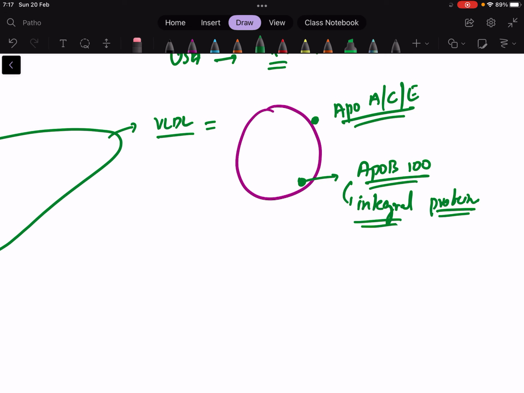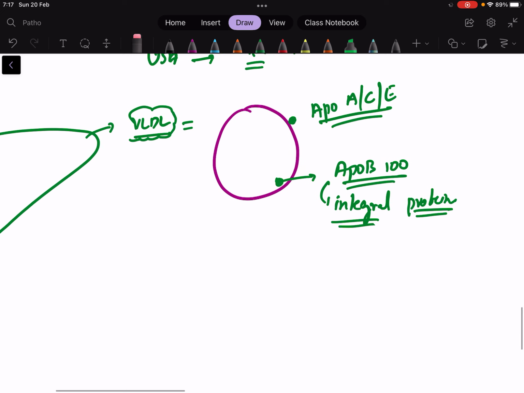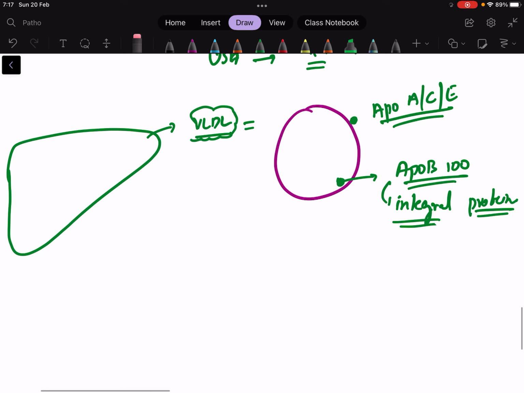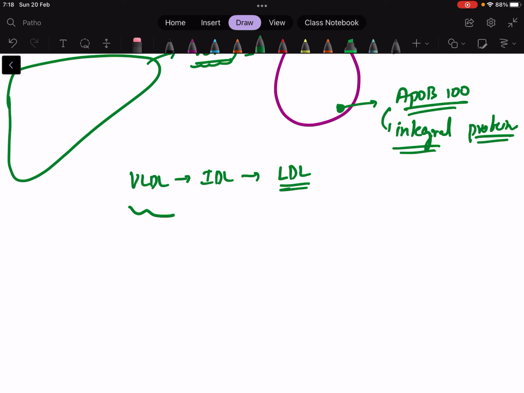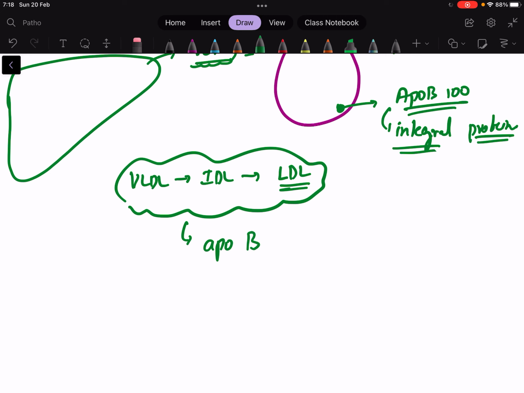So if this lipoprotein is having ApoB100 present on it, we can confidently say it is a VLDL, and VLDL can eventually get broken down into intermediate density lipoproteins, and intermediate density lipoproteins can break down into low density lipoproteins. All these on their surface will be having apoprotein ApoB100. Okay, this is very important because it is given in your biochemistry textbook.